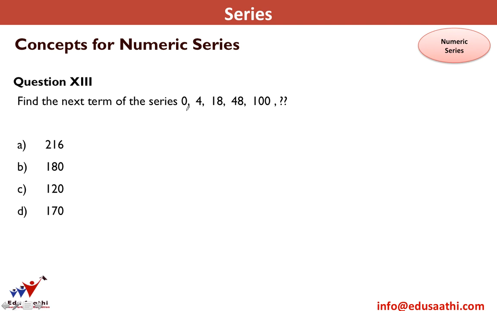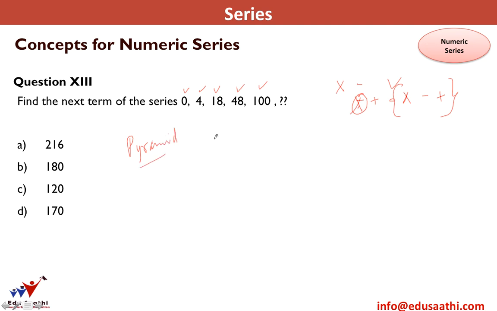Find the next term of the series 0, 4, 18, 48, and 100. Now here, even if you pause this video and think for a while, you'll not be able to apply a combination of multiplication, minus, division, and plus. Division cannot be applied because it's increasing. So the remaining operations, multiplication, subtraction, and addition, if you try and figure out, you'll not be able to find out any logic. This is where pyramid series come handy.